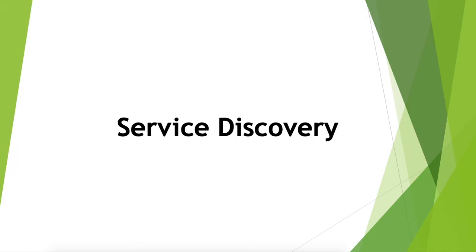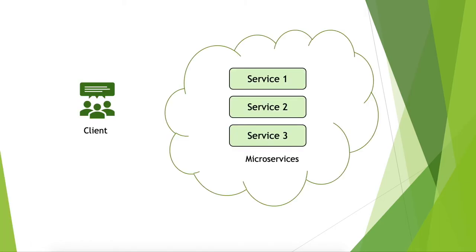Assume that we have a client who wants to communicate with a service, let's say service number 2. In order to make a request to service 2, the client needs to know the network location, that is the IP address and the port of the service instance. Now, for the traditional applications which are running on physical hardware, the network locations of these services are relatively static, and our code can read the network info from a configuration file.